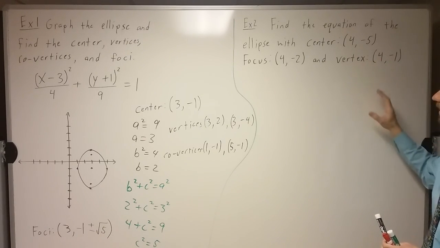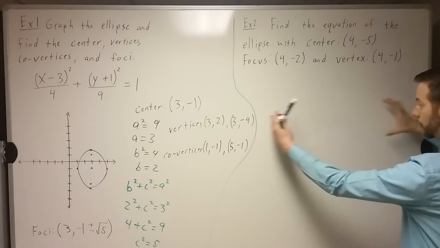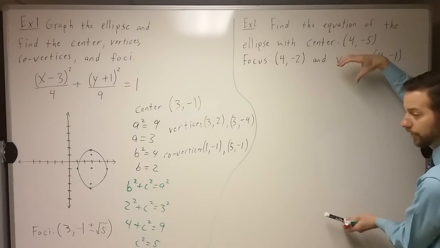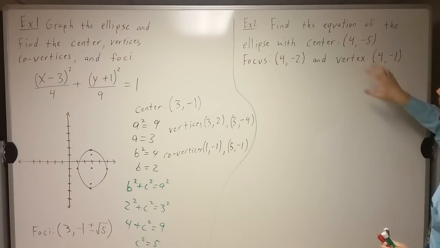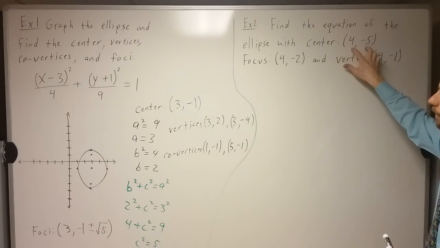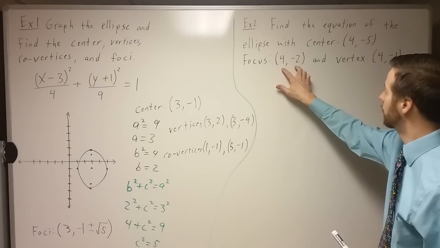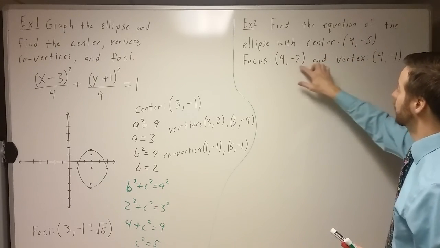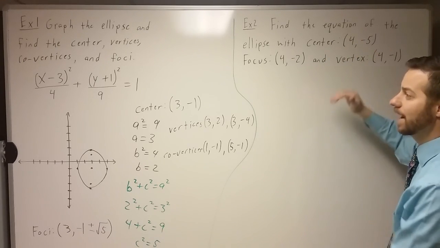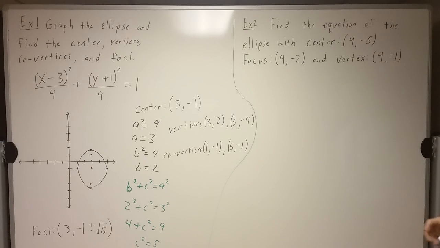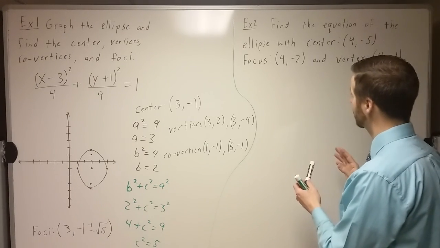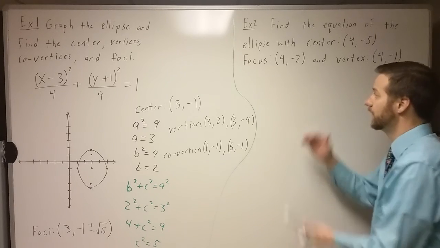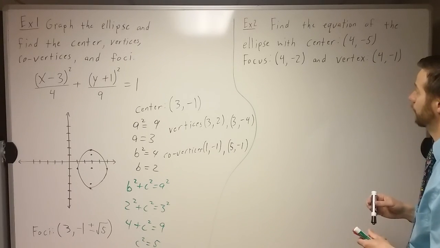First thing I want to think about is, is this going to be stretched out this way, a horizontal major axis ellipse, or is it going to be stretched out this way, vertical major axis ellipse? So if I'm going from 4, negative 5 to 4, negative 2, do you notice what's changing here is the y values? So we're going up and down to get from one to the other. Now, if we're going up and down to get from one to the other, that means this has to have a vertical major axis. So you don't really have to plot this. You could if it helped you to see it, but it's really not necessary to draw a picture.